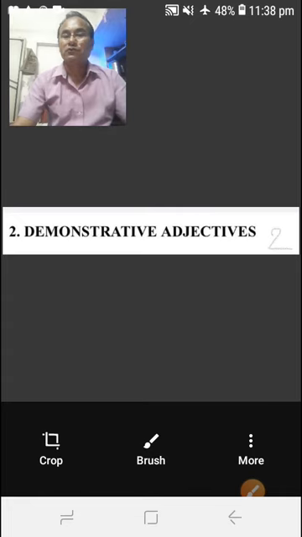Demonstrative adjective is which describes nouns. This type of adjective is used to specify or indicate nouns, like this, that, these, those. Indirectly, they are used to point out nouns or other objects. This is a demonstrative adjective.